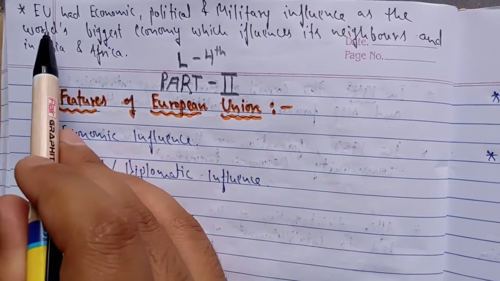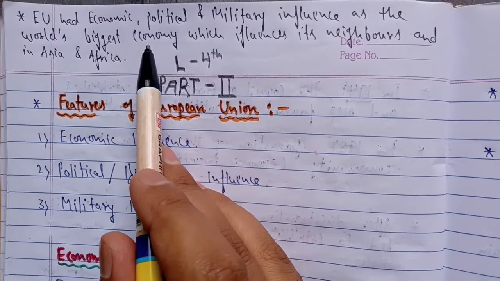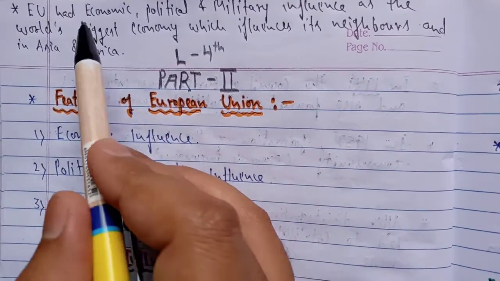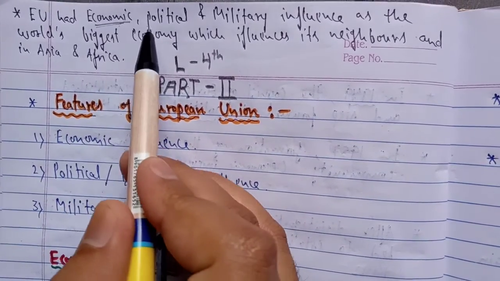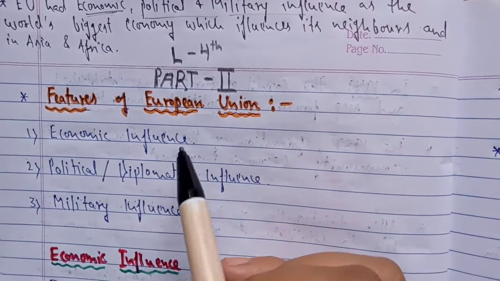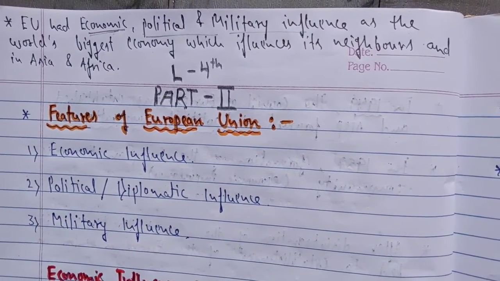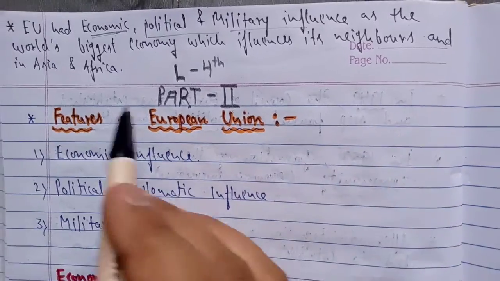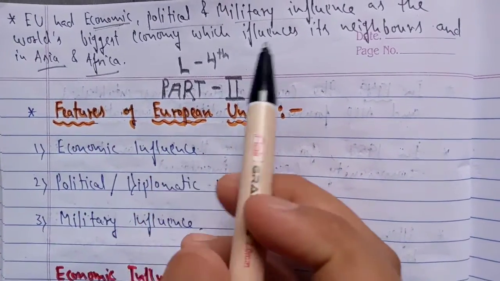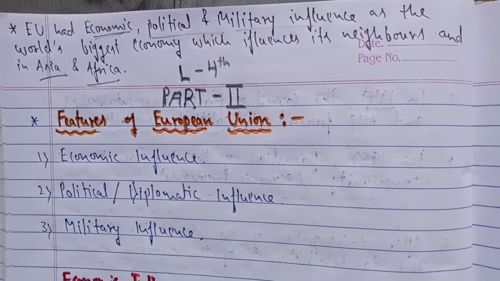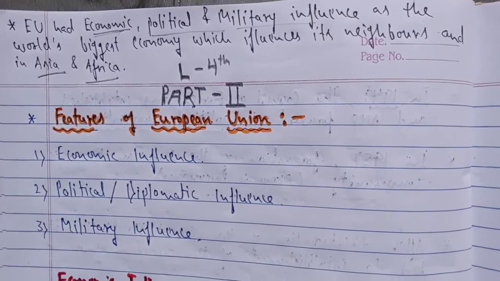Before that, I would like to tell you here that the European Union had economic, political and military influence as the world's biggest economy. It was influencing the whole world in terms of economy. Before, it started as an economic group only, but later on it became a political and a military influence all over the world as the biggest economy, and it was influencing its neighbors, nearby countries, and also the continents of Asia and Africa especially, because following their economic, political and military policies, many of the countries and continents were being influenced and attracted towards the power of the European Union.